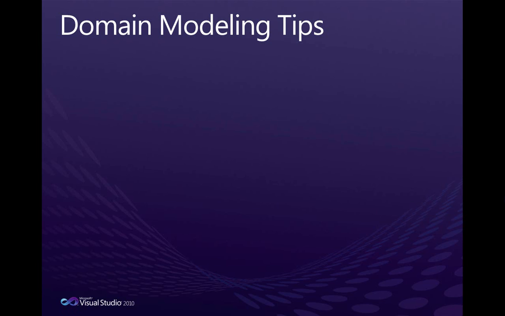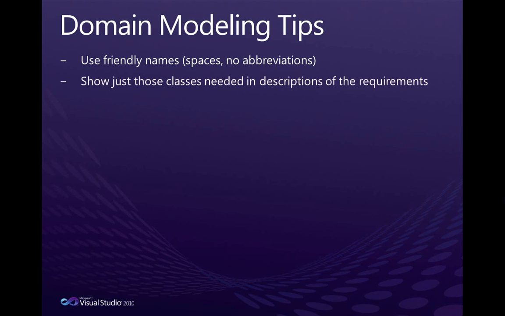So you've seen how to build a high-level conceptual class diagram as well as a class diagram capturing some of the details that our customer is concerned about. Let's talk about a few domain modeling tips. Remember, always use friendly names. It's okay to use spaces, avoid abbreviations unless they are abbreviations that are standard to the domain space that our customer is familiar with. Show just those classes needed in the descriptions of the requirements. You're not trying to solve the problem, so don't build out things you don't need. The conceptual class diagram we created was driven strictly from the use case diagram as well as some of the details during discussions with our customers.